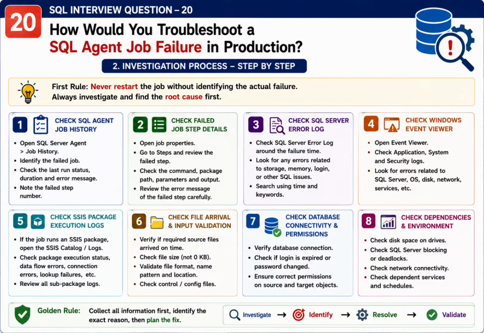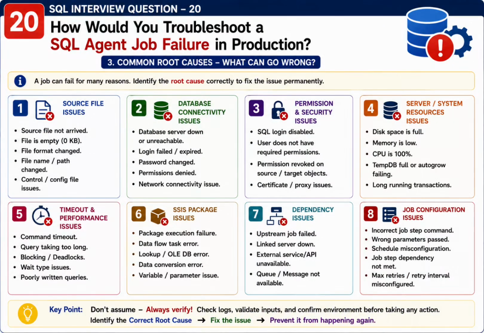Finally, we have to verify whether all required source files have arrived correctly. Sometimes the job fails simply because the expected input file is missing, empty, or in the wrong format. At that stage, we have enough information to understand where the failure occurred. Then comes the root cause analysis. Now it's time to identify the actual root cause. One common reason is that the source file did not arrive on time. Sometimes the file is present but it's 0 KB or corrupted, or its format has changed.